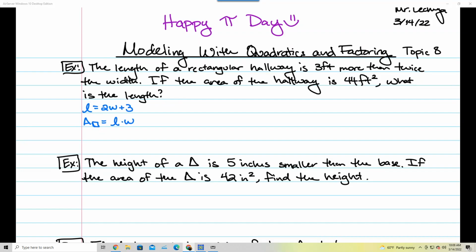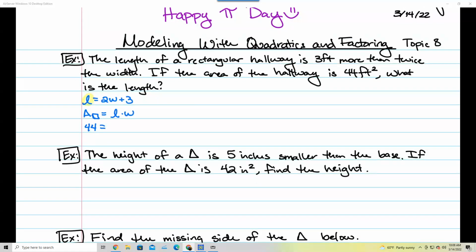Okay. And the next thing I want you to notice is that this is the area of a rectangle. Well, let me go ahead and start replacing stuff. So I know that the area of the rectangle is 44 feet squared, so I'm going to write the 44 here. But you see where it has that L? I know that that L is the exact same thing as this L, which means I can replace that letter L with the 2W plus 3. I'm going to write 2W plus 3 times W.